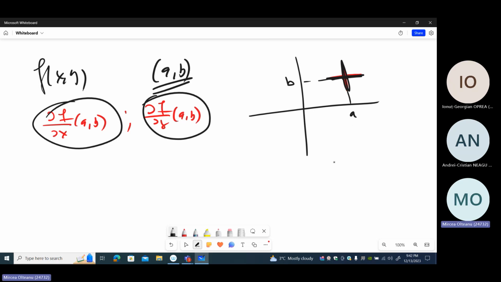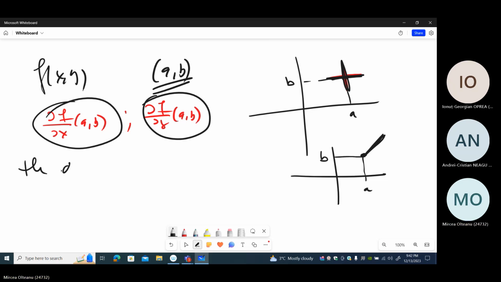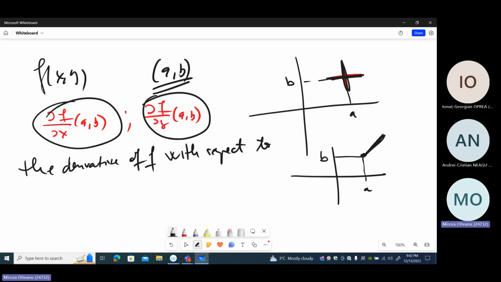But what if, for example, the argument xy around the point A is moving in this direction? Not horizontal, not vertical. Here we shall define now, I didn't do it at the lecture, but I can explain it, it's useful, the derivative of the function f with respect to a given direction.